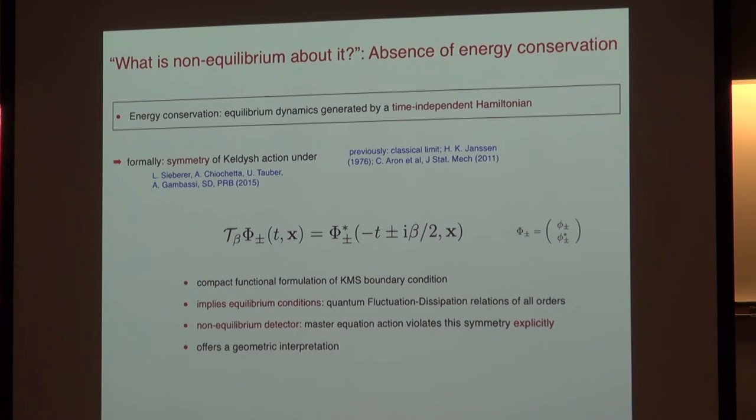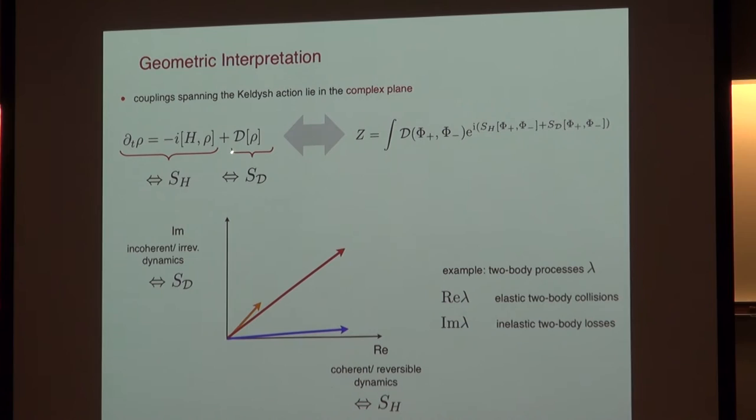And to see that, let's look at this master equation. We have here this Hamiltonian part. We have this dissipative part. This is reflected in action contributions, which are Hamiltonian or Hermitian, or dissipative. And I can now plot all the couplings that span this action in the complex plane. The real part would be reversible dynamics associated to the Hamiltonian. Imaginary parts would be associated to irreversible, incoherent dynamics.